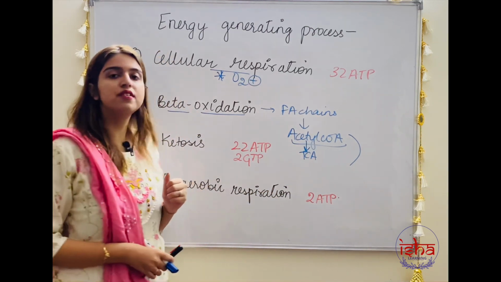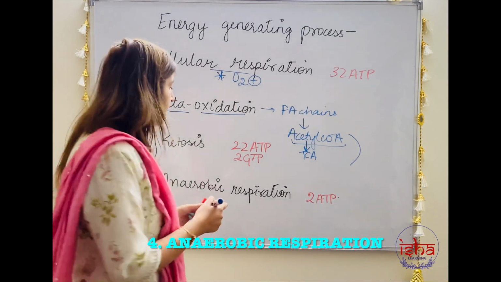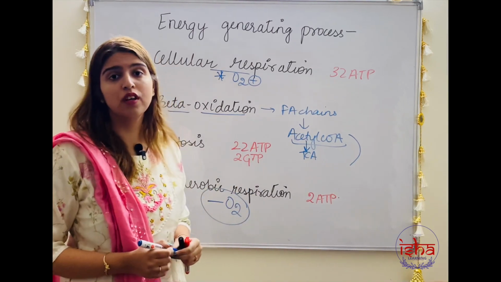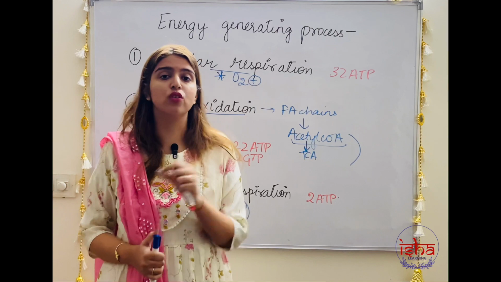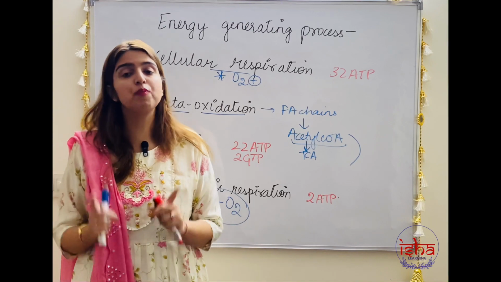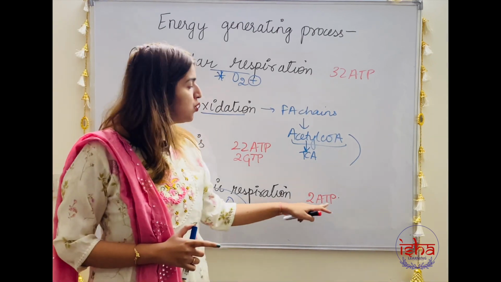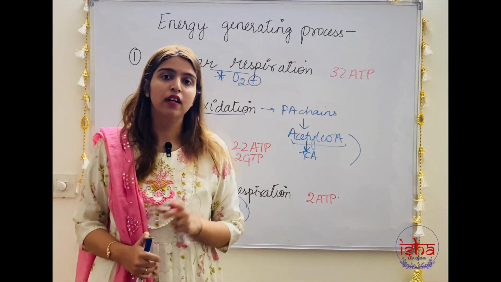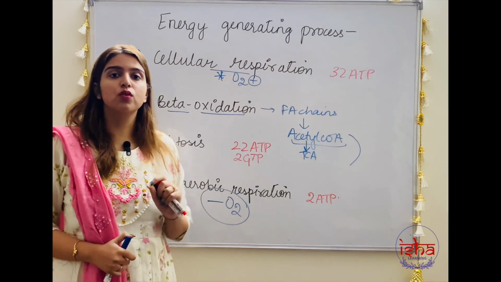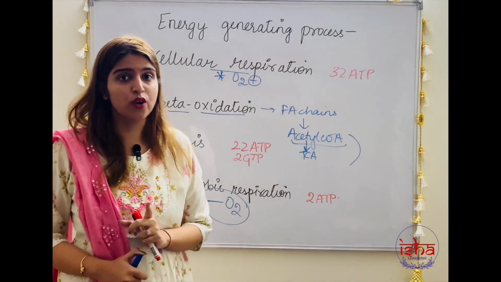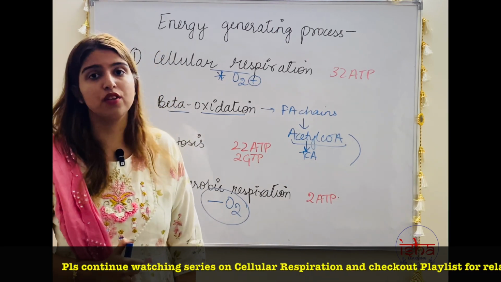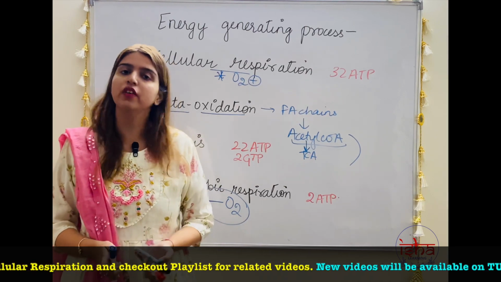Now the last such process is anaerobic respiration. Anaerobic respiration means respiration in the absence of oxygen. So this is the only process yielding energy in those organisms that live in anoxygenic conditions, absence of oxygen. Only 2 ATP molecules would be formed here. Thus, I hope you appreciate the difference that 32 ATP molecules are formed in cellular respiration, whereas only 2 ATP molecules are given in anaerobic respiration. That's a huge difference in terms of energy.